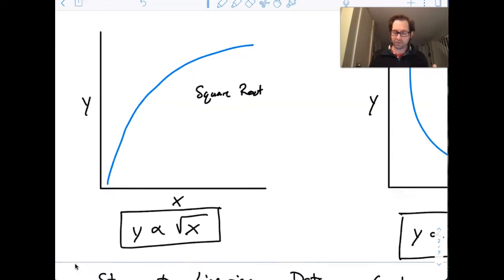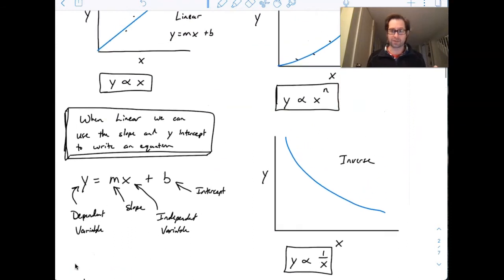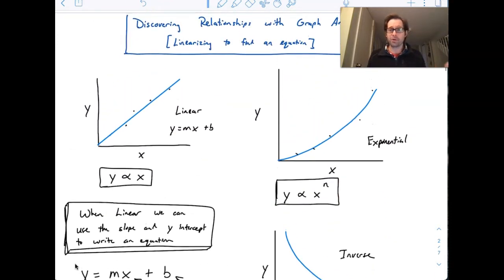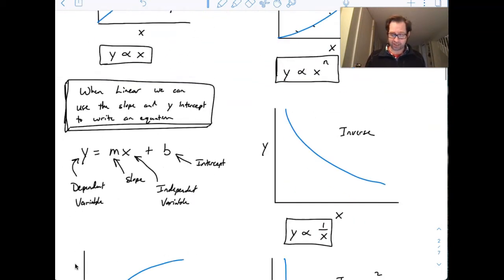All right, so with these 5 basic types of relationships, we can in physics describe most of the things that happen in our physical world. We just need to discover what relationship best matches the data that you are collecting in your experiments. So that's the next thing that we're going to take a look at.